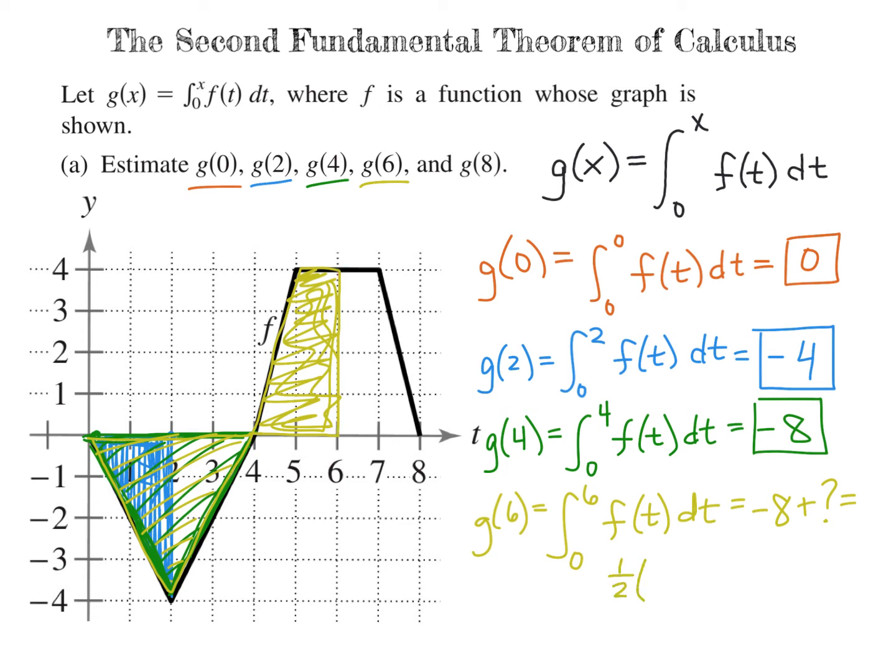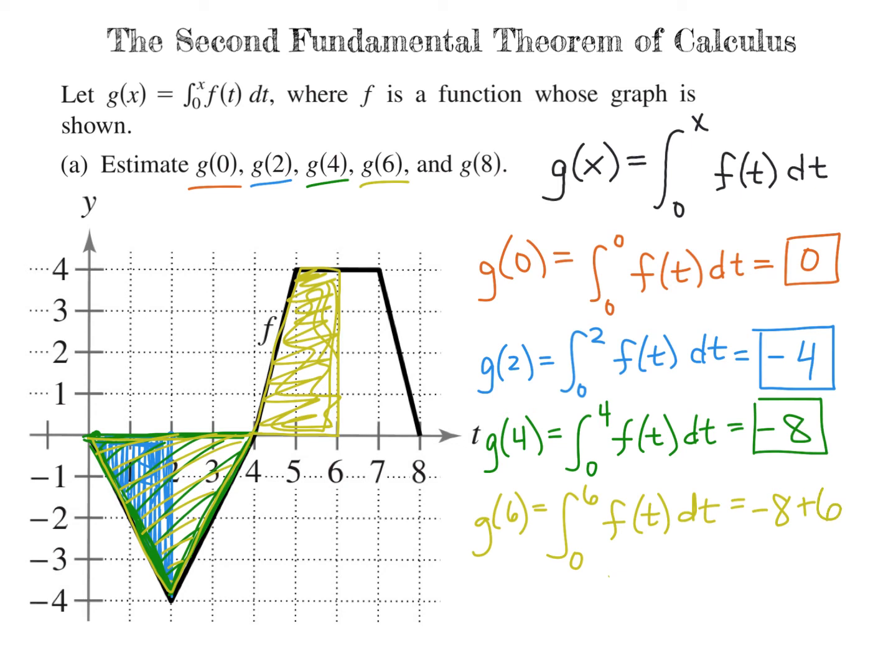So we'll have 1/2 times the height of the trapezoid. The height of the trapezoid again is 4. The sum of the bases, one of our bases is 2 and the other is 1. So that is 3 for the sum of the bases. So we'll have 1/2 times 4, which is 2, times 3, which is 6. So our trapezoid area is 6, which is positive because it's above the x-axis.